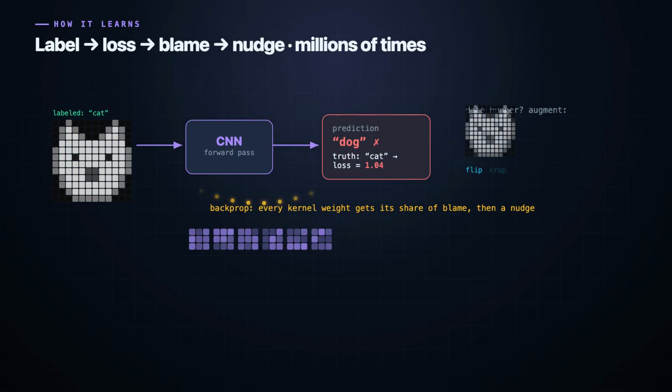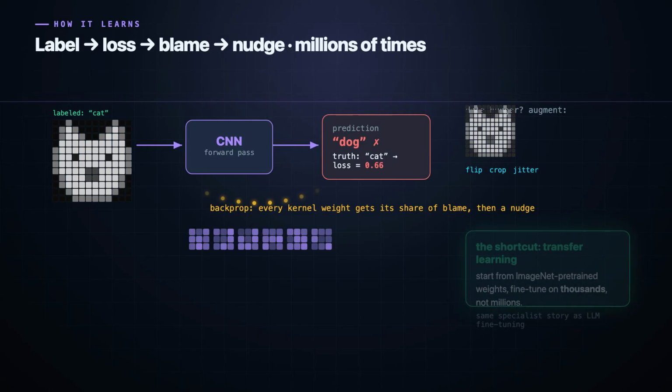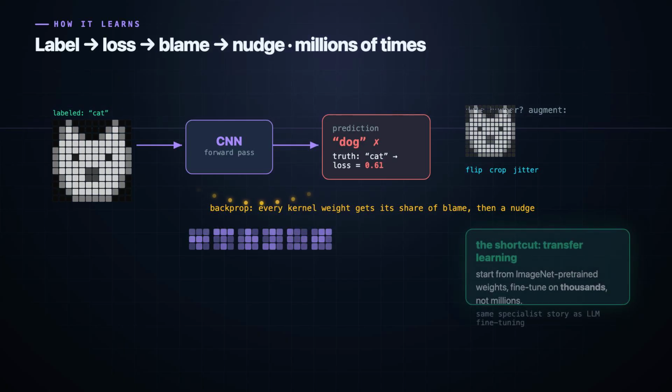Two more tricks make this practical in the real world. The first is data augmentation. Flip, rotate, crop, and recolor your training images so the model sees endless variety and cannot simply memorize. It has to actually generalize.